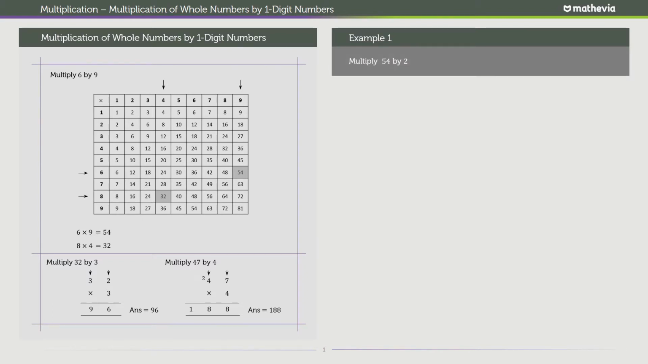Example 1 says multiply 54 by 2. To multiply 54 by 2, I have 54 times 2. We're going to multiply digit by digit. We start with 4.